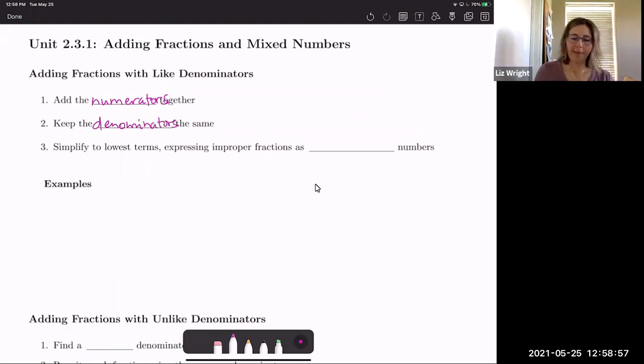And then our third step is to simplify to lowest terms, expressing improper fractions as mixed or whole numbers. So as mixed or whole numbers. And so just giving a couple of examples in here.